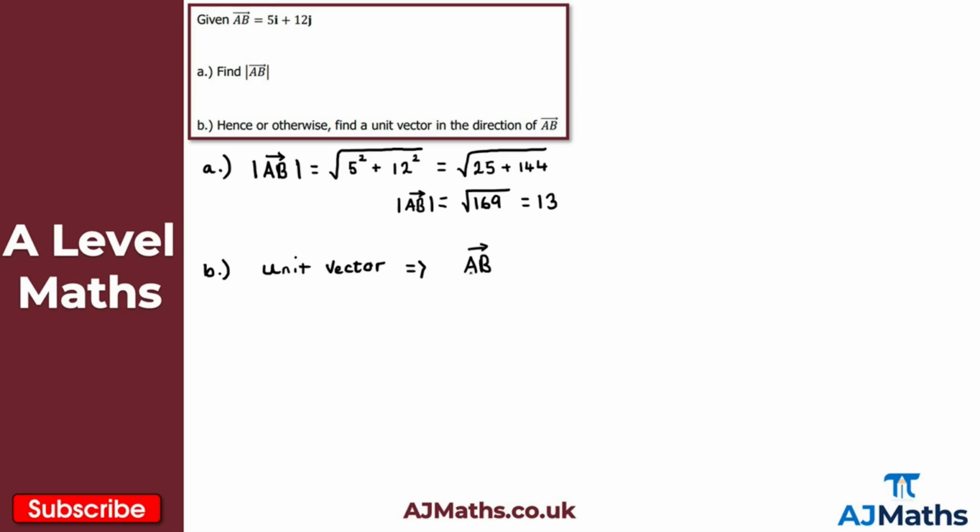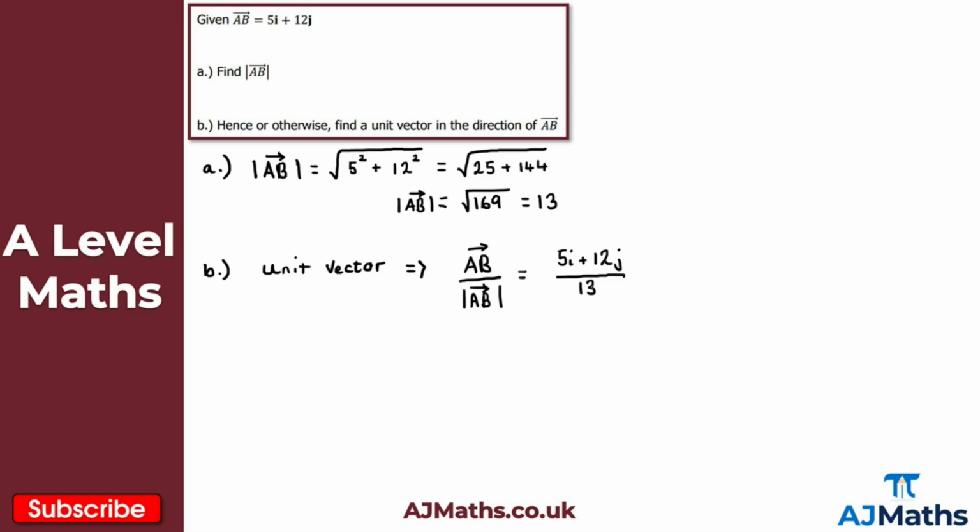We take the vector AB, and what we do is divide that by the size, or in other words, the magnitude of that vector. So we divide by the magnitude of the vector AB. The reason this is a hence or otherwise is because we've already calculated this. We did it in part A, and we found that the magnitude of the vector AB is simply 13. So setting this up, I get 5i plus 12j, and we divide that by the magnitude, which is 13.